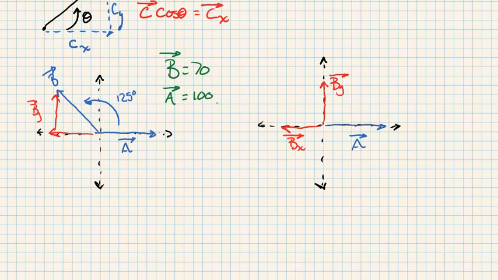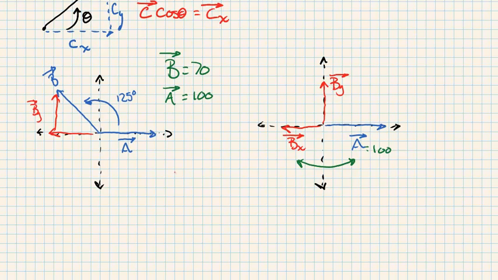So let's go ahead and we'll take this one step at a time. First thing we're going to want to do is combine the ones that are in line. So we know this is 100. We don't know what Bx is right off the bat, so we have to figure that part out.